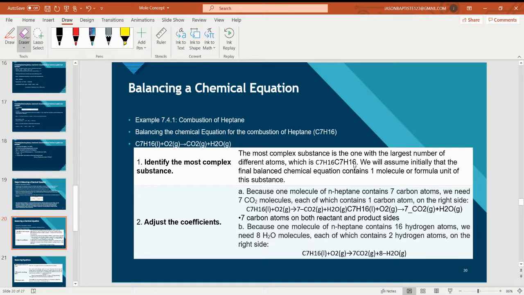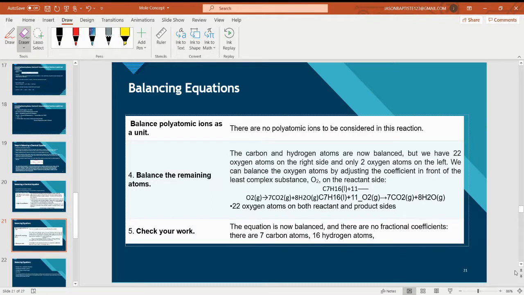But now we have 7 by 2 is 14 oxygen atoms plus another 8 oxygen atoms, giving us 22 oxygen atoms. That's not balanced. We have only 2 on the other side of the equation. So as the next step says, there are no polyatomic atoms to be considered in this reactant, however.